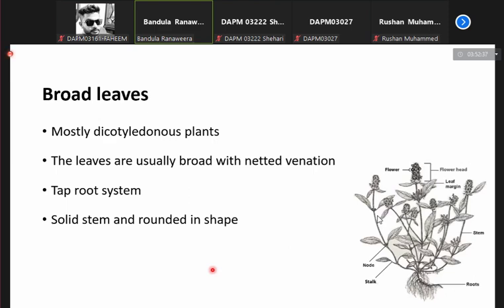Broadleaves, normal dicotyledonous plants. The name broadleaves means the leaves are usually broad with the common netted venation. Broadleaves have a taproot system. Here also the stem is solid and round in shape.